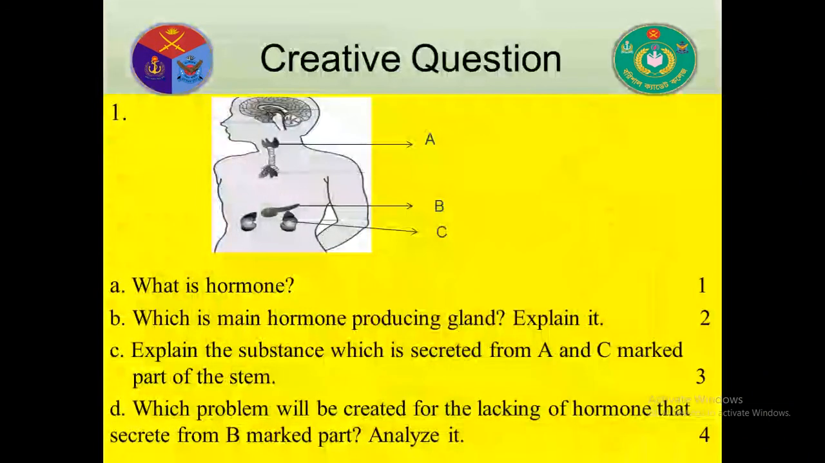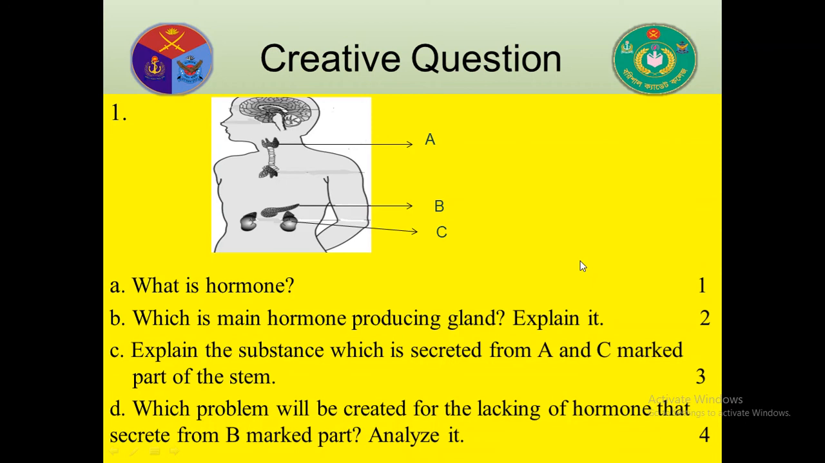Okay, your homework. First question, what is a hormone? Number B, which is the main hormone producing gland? Explain it. Number C, explain the substance which is secreted from the A and C marked parts of the stem. Look at the picture. A is a gland, and C is another gland which is present in the kidney. So you have to explain the hormone of this gland.